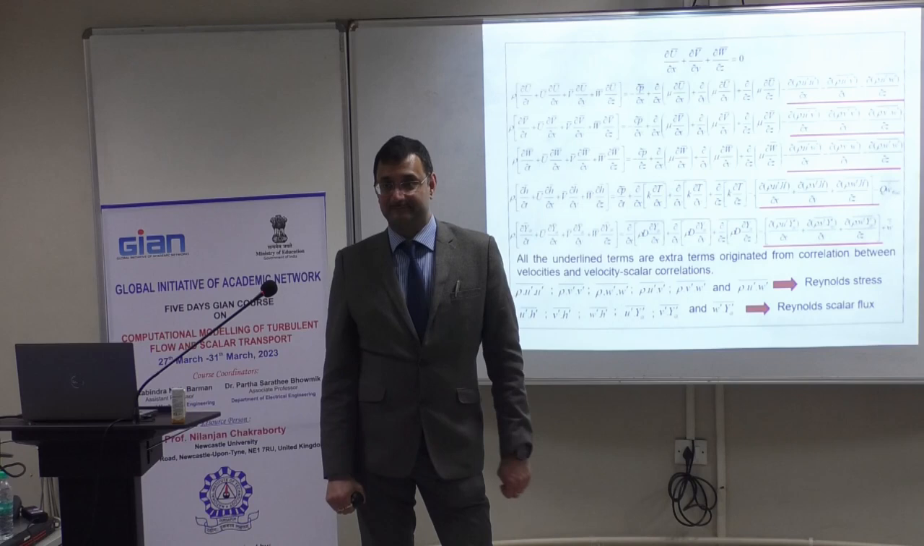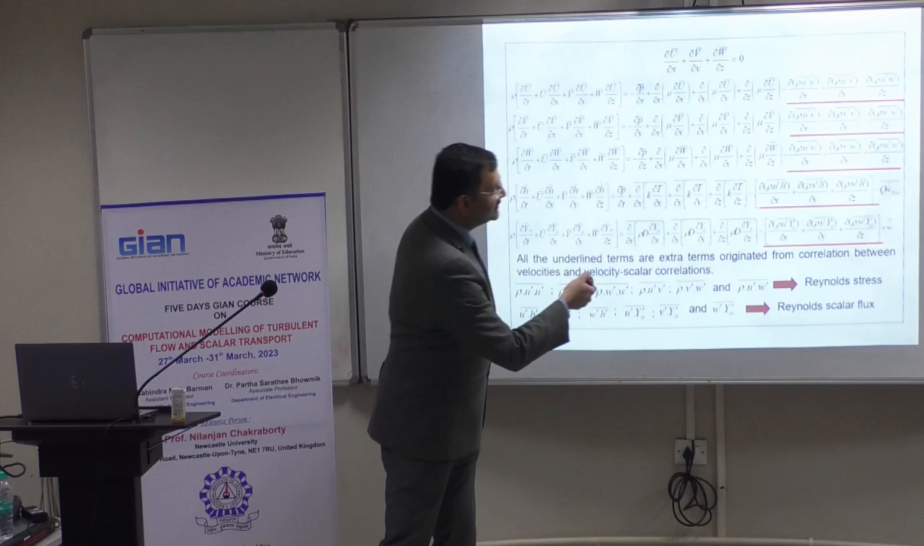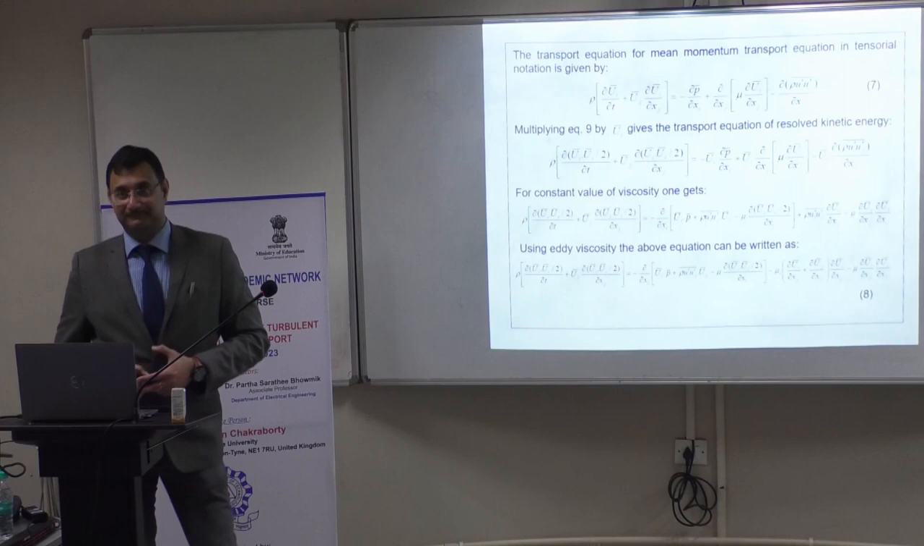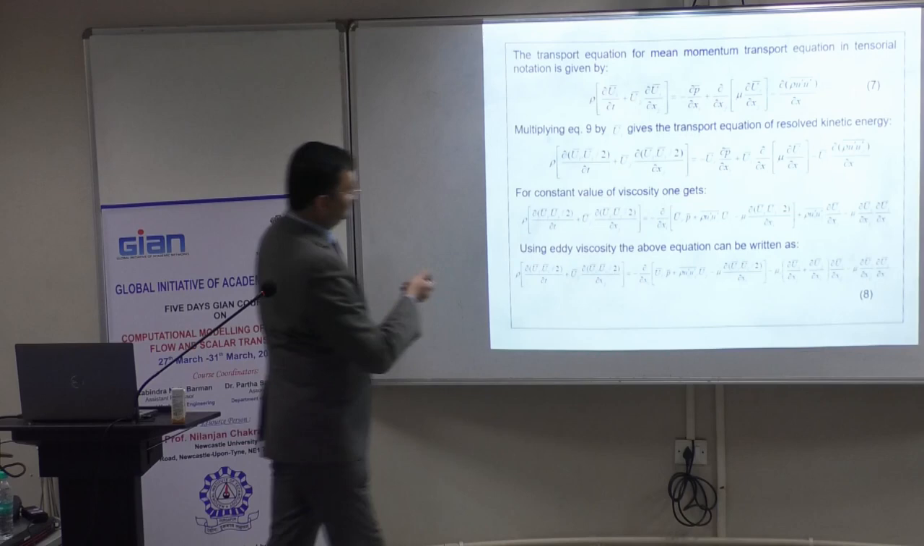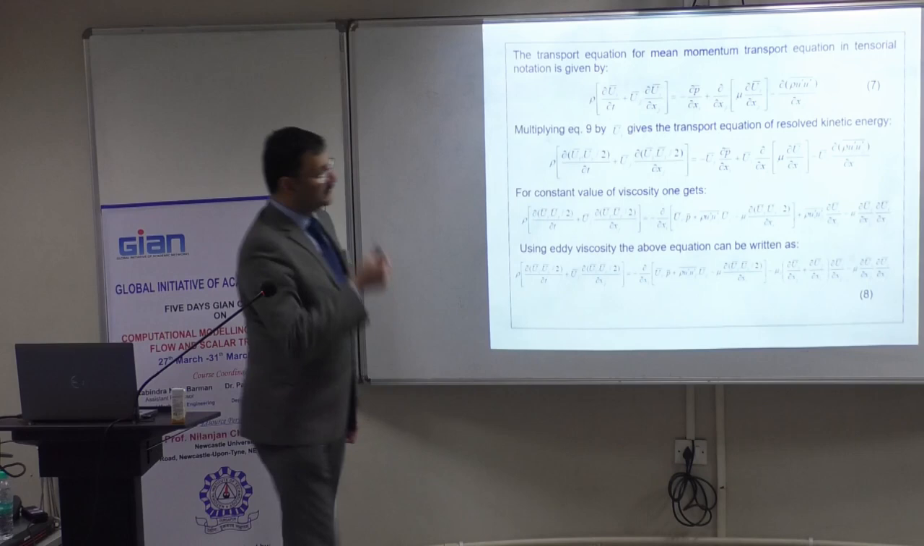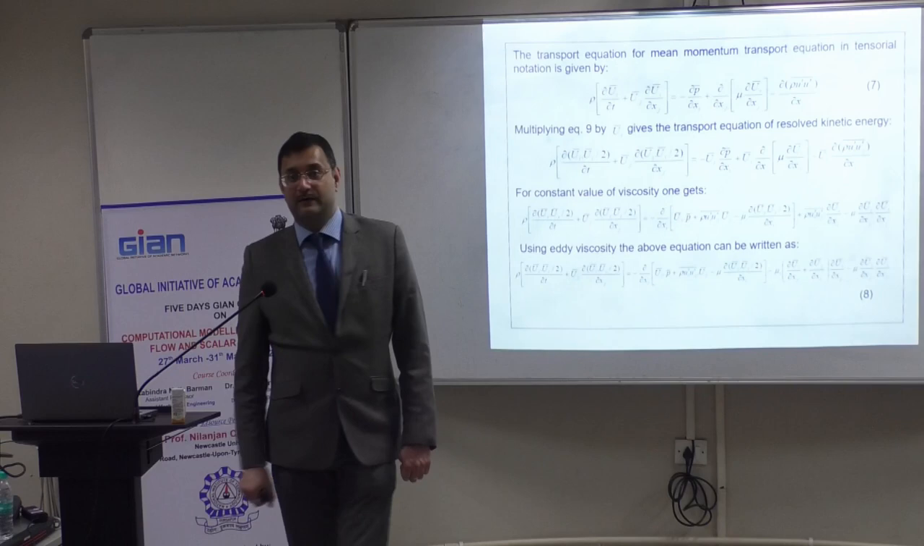Now, if we have to solve these equations, I have to express these quantities as a function of mean quantities. And that effectively leads us to turbulence closure. So if I write this mean momentum equation in tensorial format, there's this form. If I multiply both sides by ui, then with a little bit of manipulation, I can get a transport equation for the mean kinetic energy of the fluid. Okay?